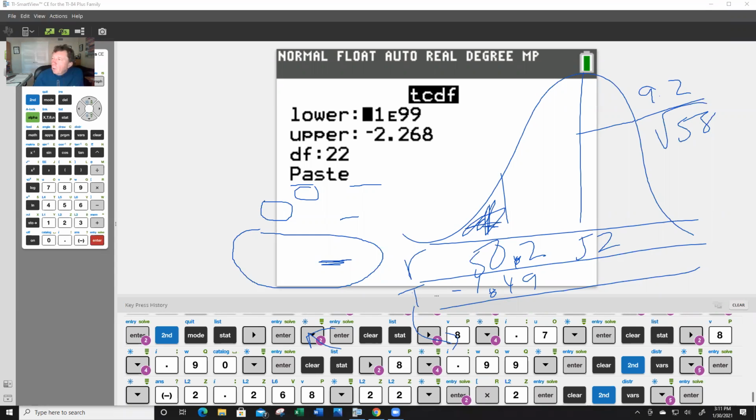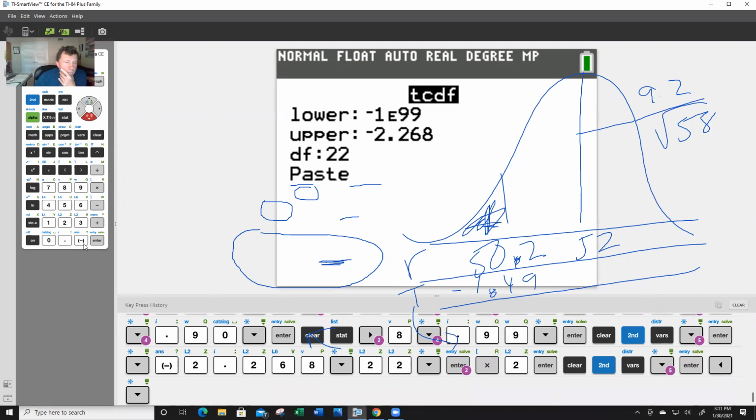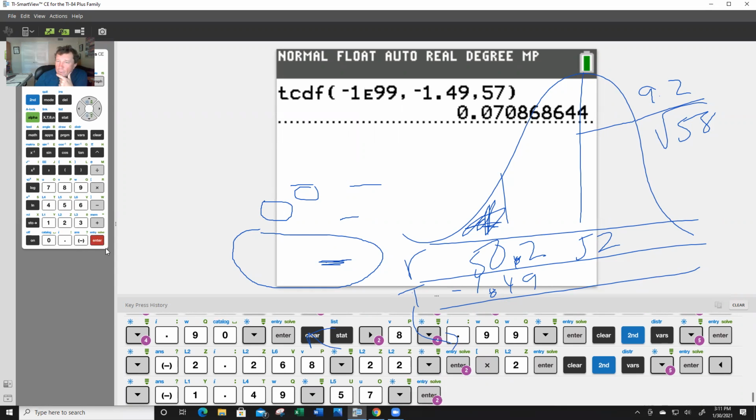Okay, so we got negative infinity down at the bottom, and then we got negative 1.49 up there. The degrees of freedom is 57. That's the sample size here where my cursor is, minus 1. Paste that. We should get about 8%, or no, 7%, 0.0709. There's a 7% chance this would happen by chance. That is not enough to change your mind at the 0.05 level. It has to be less than 0.05. And it's not enough to change it at the 0.01 level either. Okay?